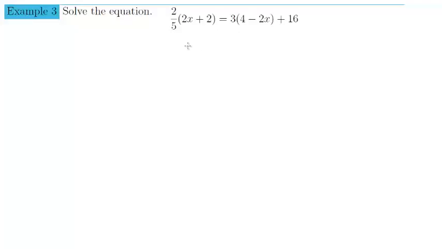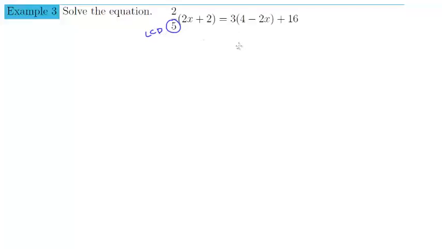Okay, so here's example 3 for this topic. It's an equation with fractions, just like we've been solving. The difference here is we have some parentheses that we have to deal with sometime when we're solving this equation. But it's still an equation with fractions, so I'm going to follow the main idea, which says multiply both sides by the LCD. Because there's only a single fraction, we see that the LCD is 5.